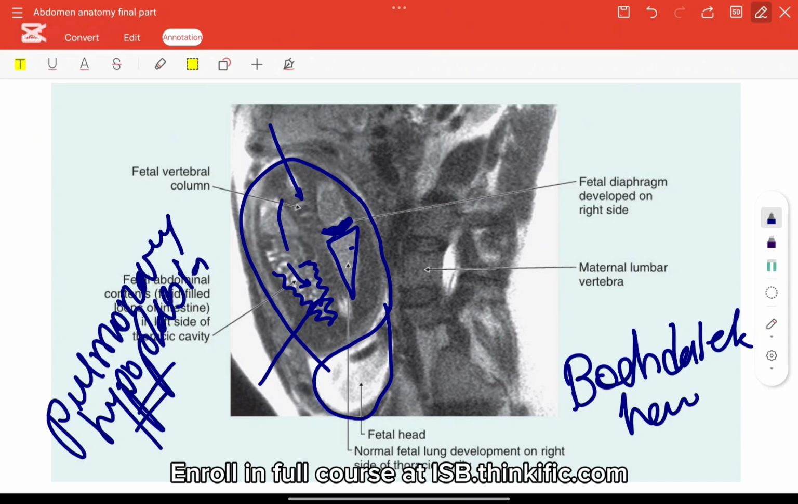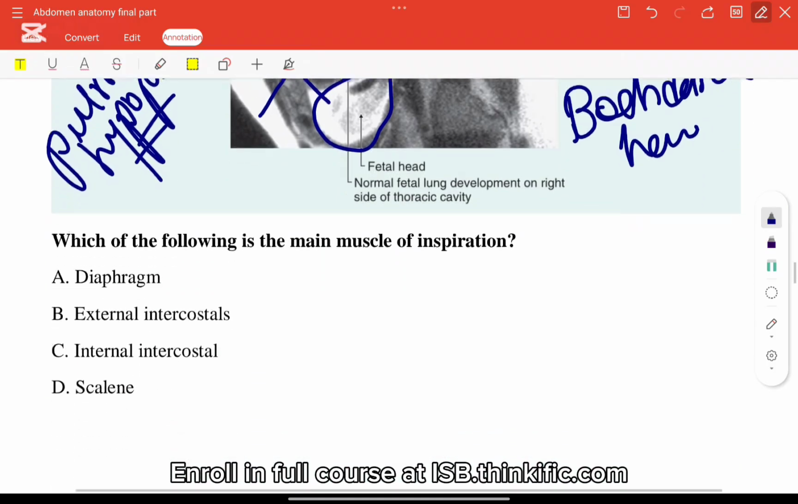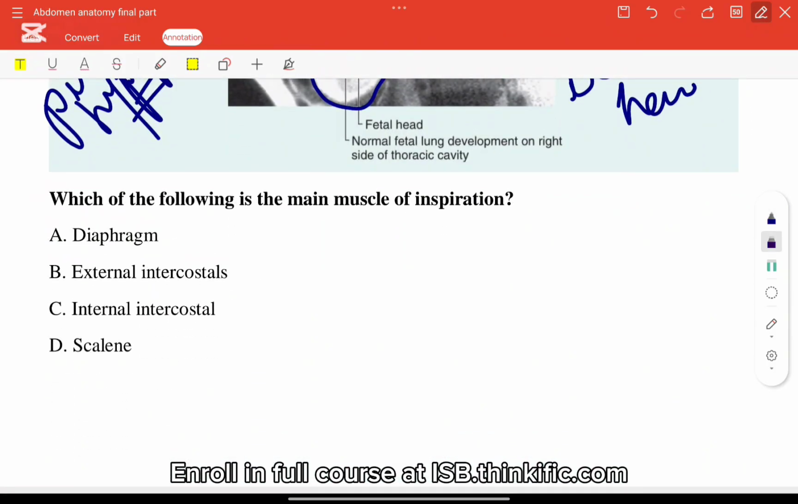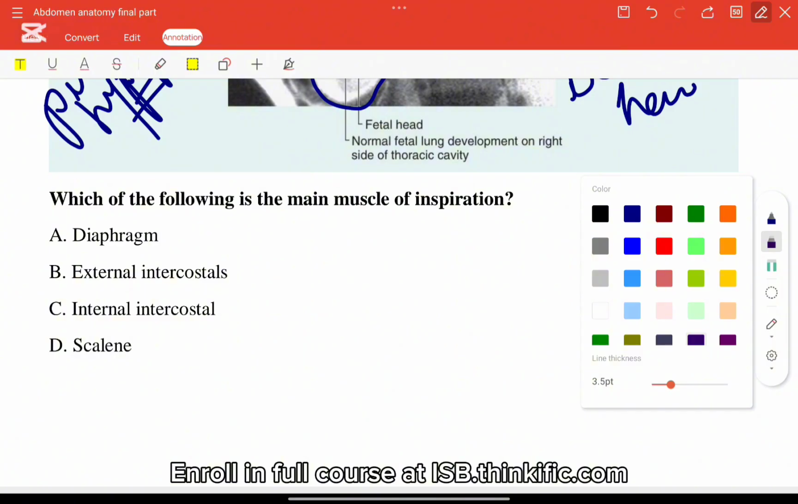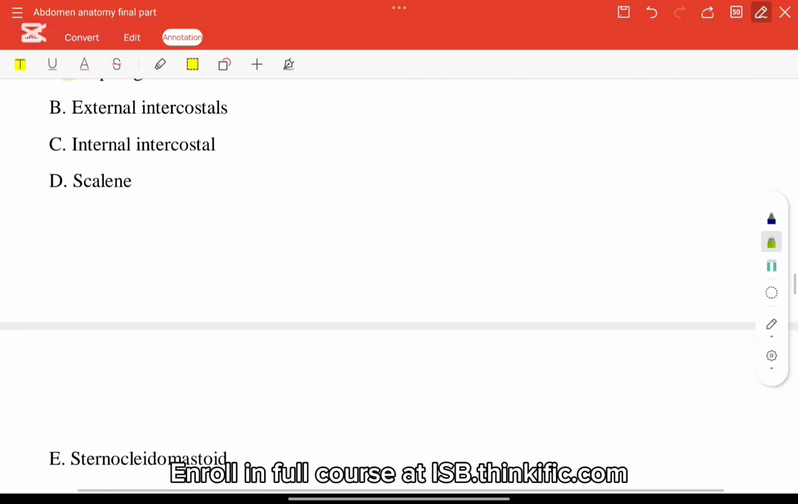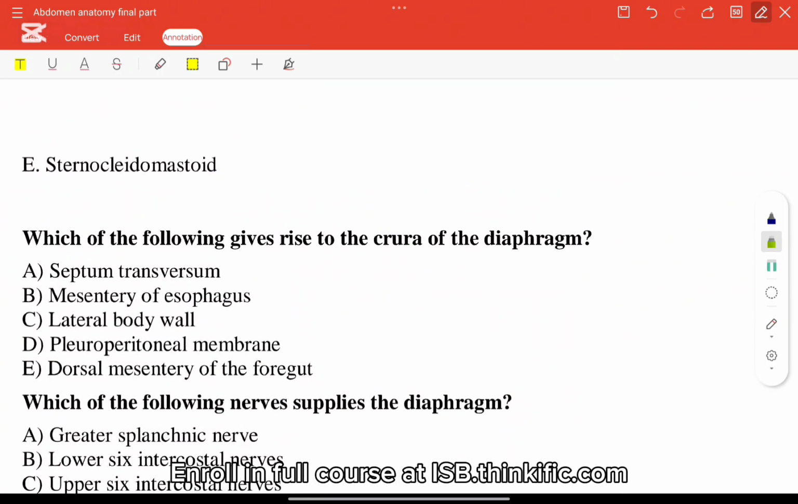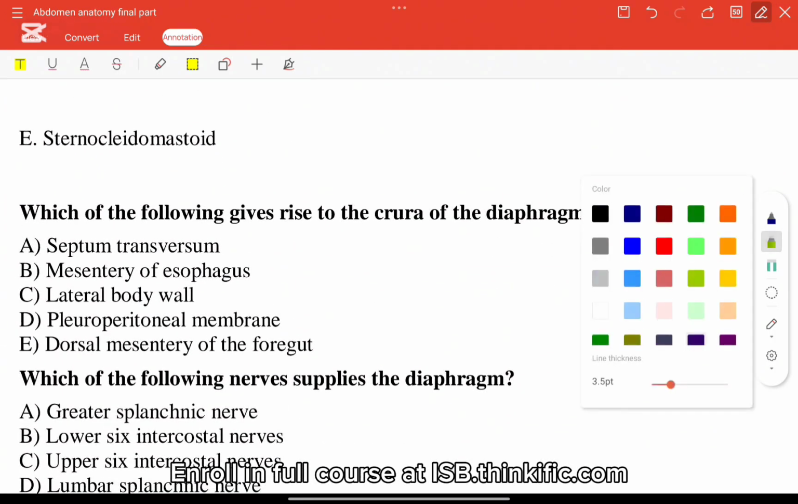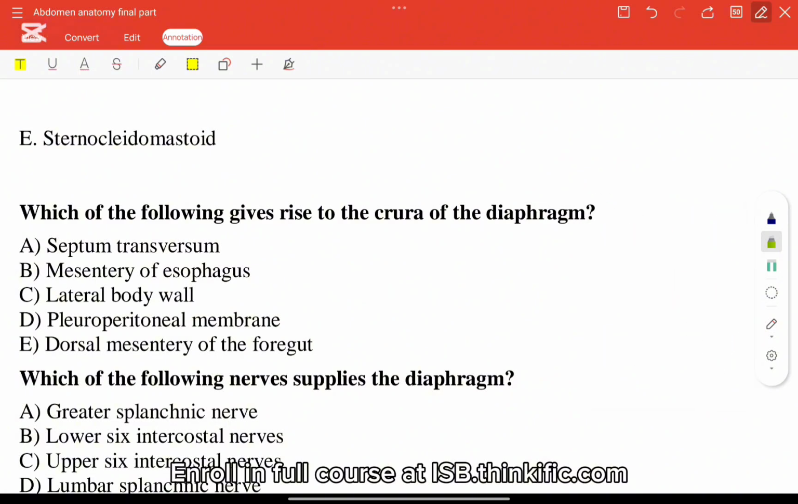All of what we talked about in the diaphragm from A to Z is so essential for exam purposes. Let's take some examples. This is one simple question. As you can see, they tell you which one is the main muscle of inspiration. No fun in saying, right? It's the diaphragm. Let's see the next one. Which of the following gives rise to the crura of the diaphragm?